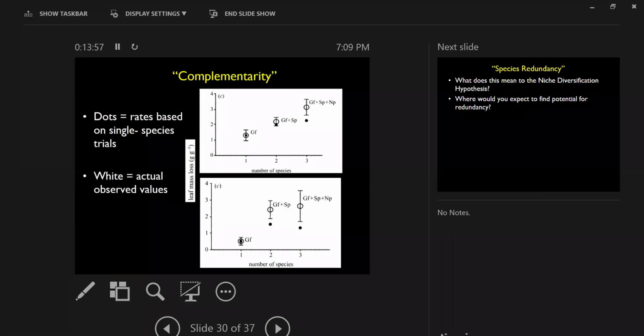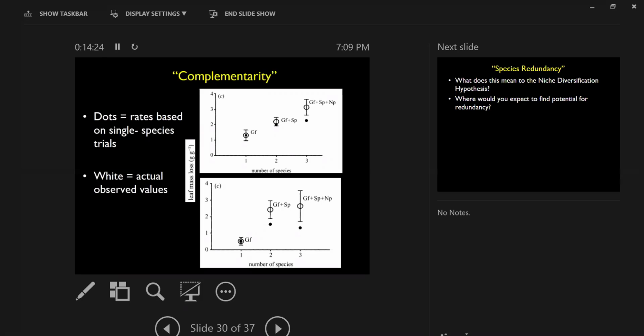They also noted this idea of complementarity, and that is that the effect of multiple species is greater than the sum of the individual species themselves. So these authors looked at rates of leaf mass loss on the y again, number of species, and the black dots are what you would expect if you just added up the effects of each species. Whereas the white circles are what they actually observed.